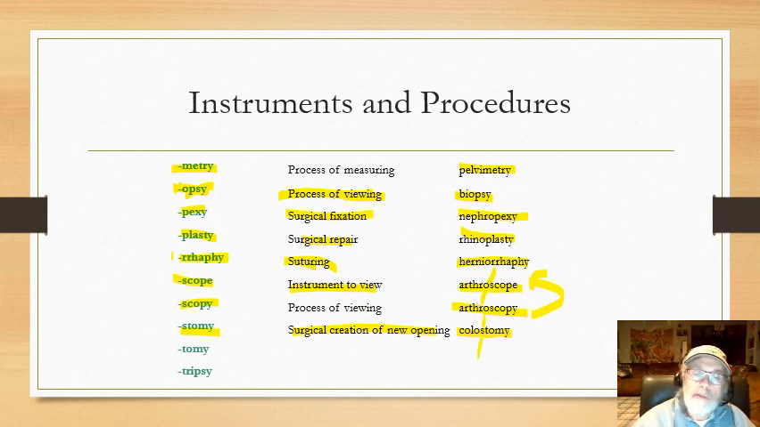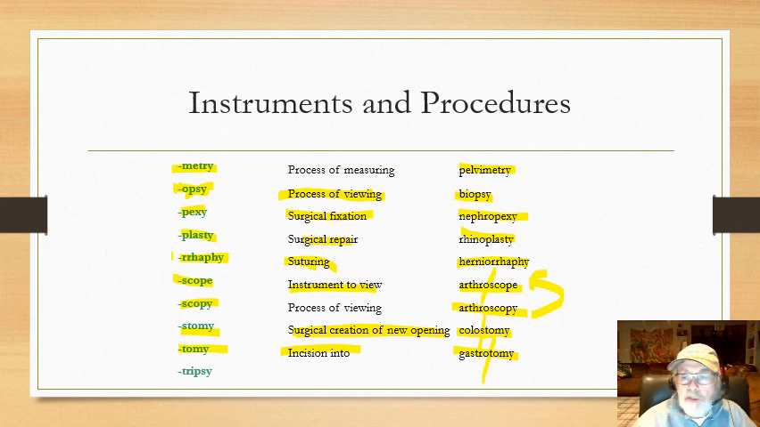Okay, colon means colon. Ostomy means creating a new surgical opening. Okay, tomy means an incision into something. Incision. Gastrotomy. Gastro means stomach, so gastrotomy would be an incision into the stomach. Okay. Arthrotomy would be incision into a joint.